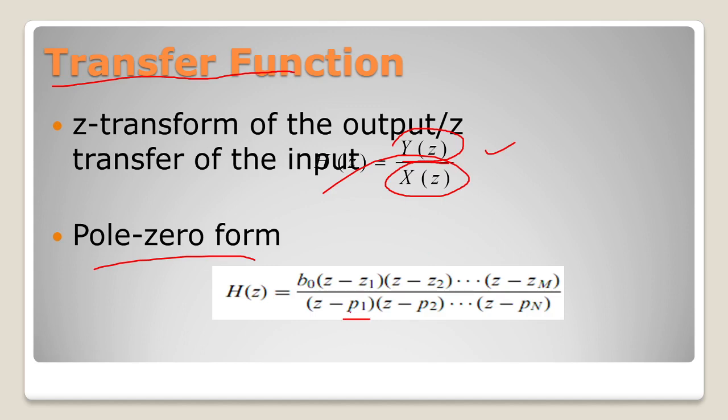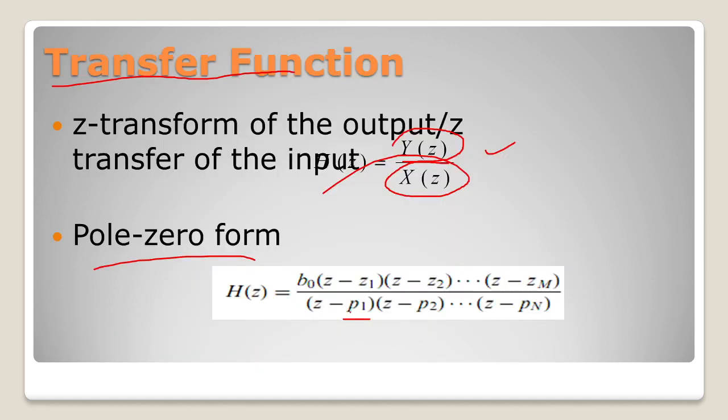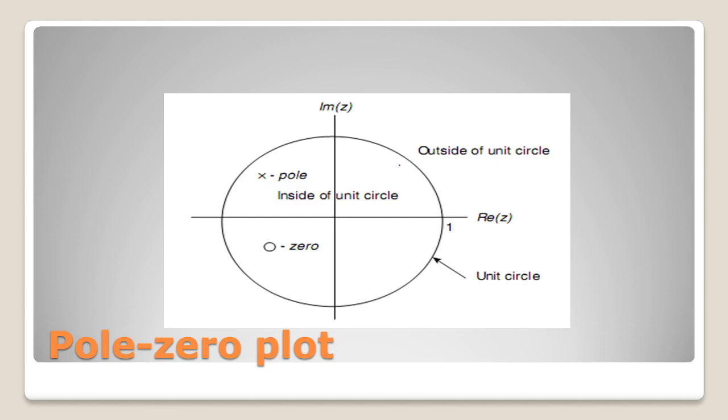To know which system is stable, unstable, or marginally stable, we know these things. How is it then? This is my pole inside the unit circle. This is a zero inside the unit circle, and this is the unit circle.